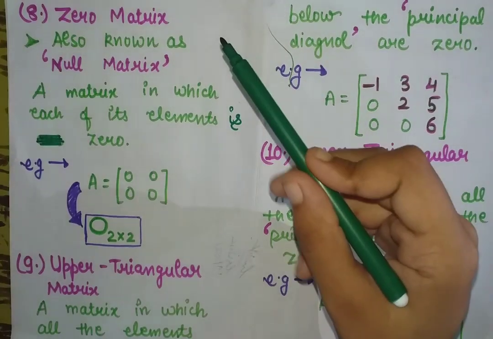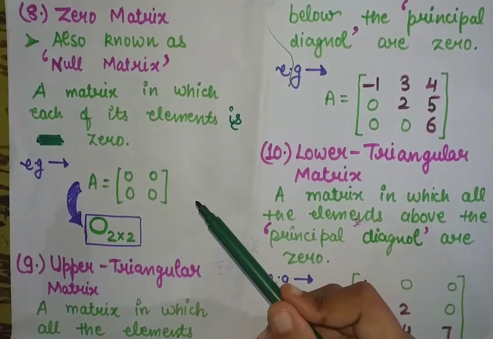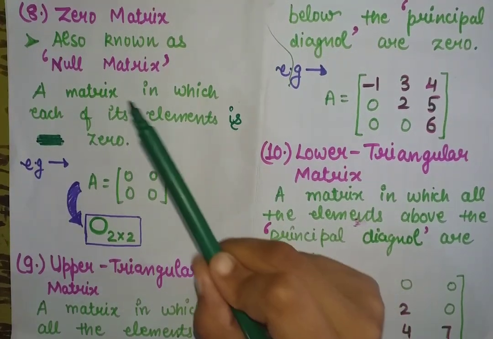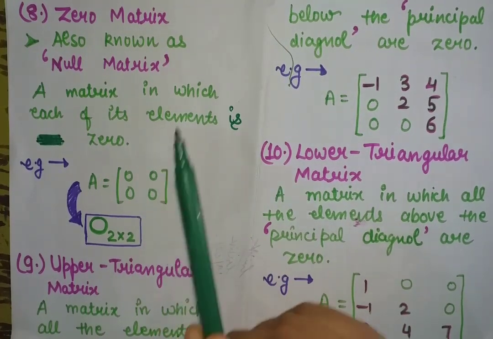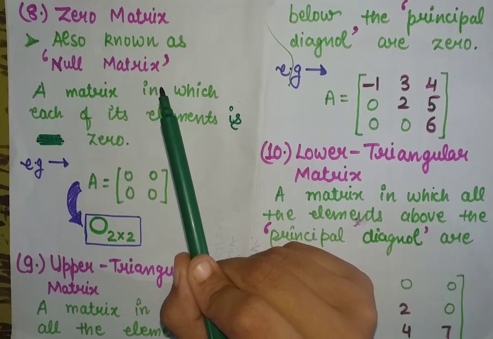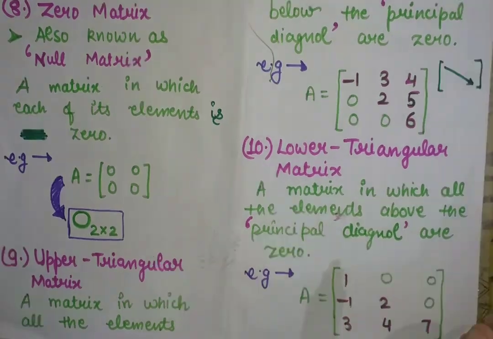Zero matrix. As its name suggests, this is a matrix whose all elements are 0. Therefore, a matrix in which each of its elements is 0 is known as zero matrix, also known as null matrix. We generally denote it like this.